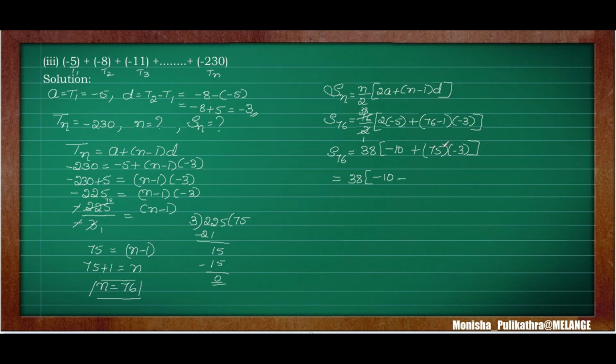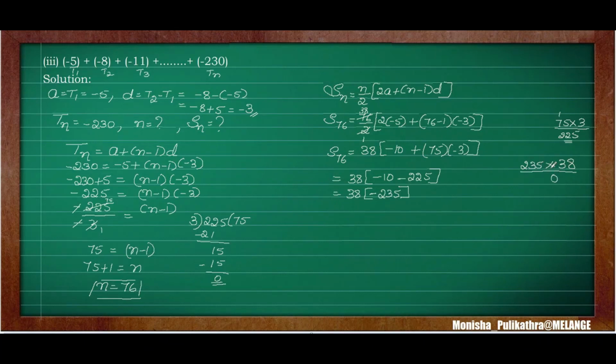Here we need to multiply 75 into 3. Okay, 75 into 3, 3 5s are 15, 3 7s are 21 plus 1 is 22. So 225. So next 38 into minus into minus is plus, so we need to add it. 225 plus 10 is 235. The larger number sign is minus, so we need to retain that minus symbol here. Next we need to multiply 38 into 235. Okay, so 235 into 38.